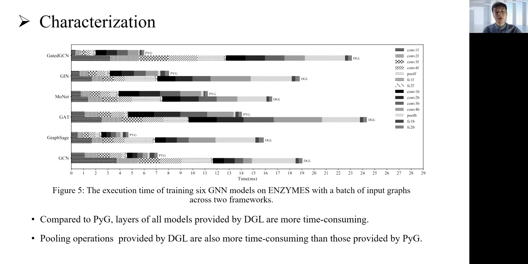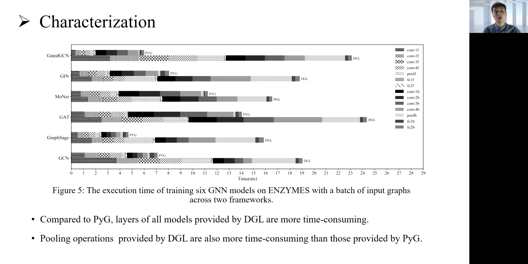In Figure 5, the training time of each layer across these 2 frameworks is presented. Compared to PyG, layers of all models provided by DGL are more time-consuming. This is mainly because layers of models in DGL mostly use more operations. For example, in GCN, the node features are normalized before and after updating in DGL, and the node features are only normalized before updating in PyG.